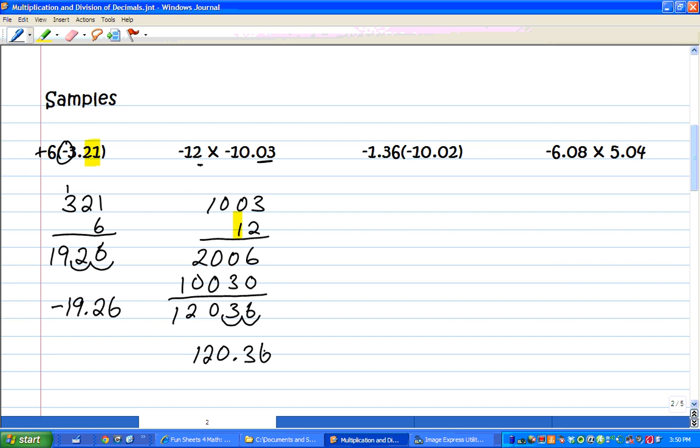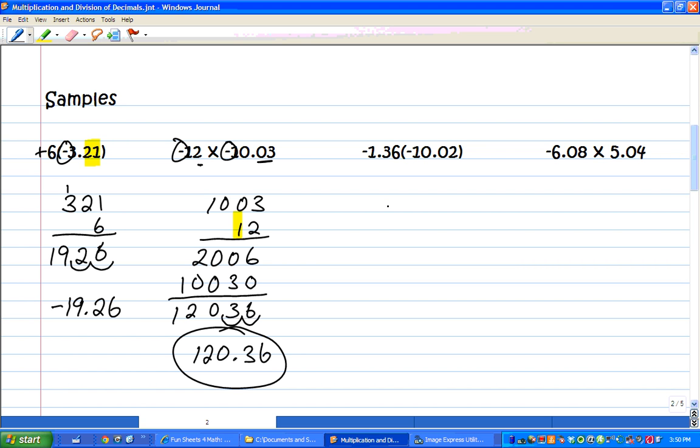120.36. And then you look at the signs. I have a negative and a negative. Negative times a negative equals a positive. So the answer is 120.36. Now, pause the video and try the next 2 on your own. And then play it back. See if you got it correct.